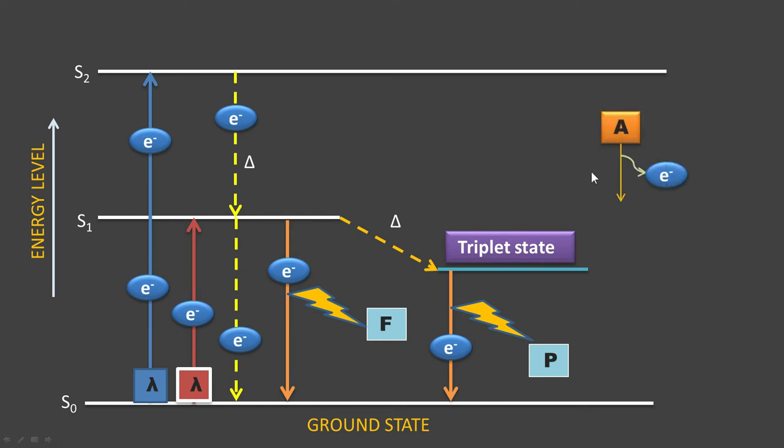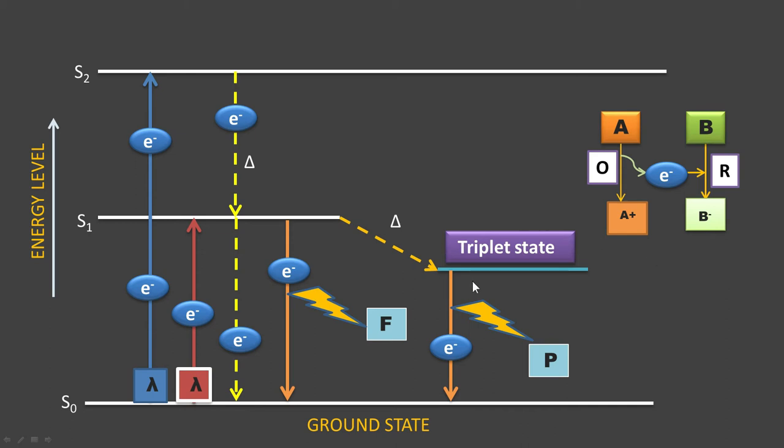Suppose molecule A releases an electron, it becomes A plus. Release of an electron is oxidation. Suppose this electron is accepted by B, then B will become B minus. And this process is reduction. So in these reactions, what we observe are oxidation and reduction. Now, this is a redox reaction.